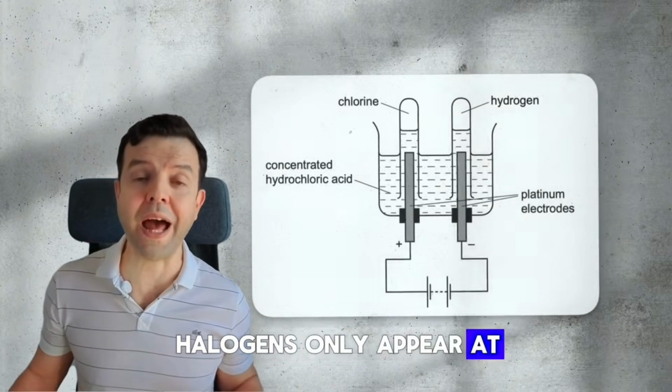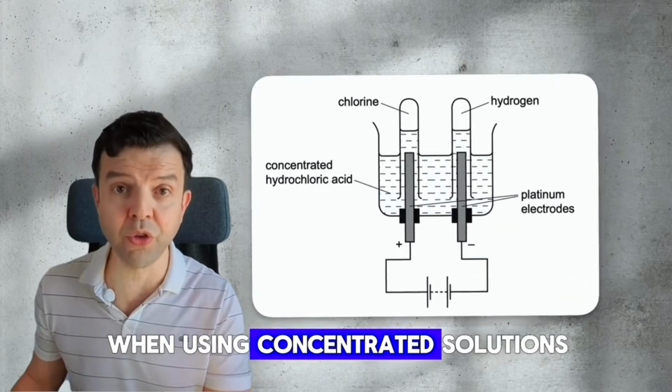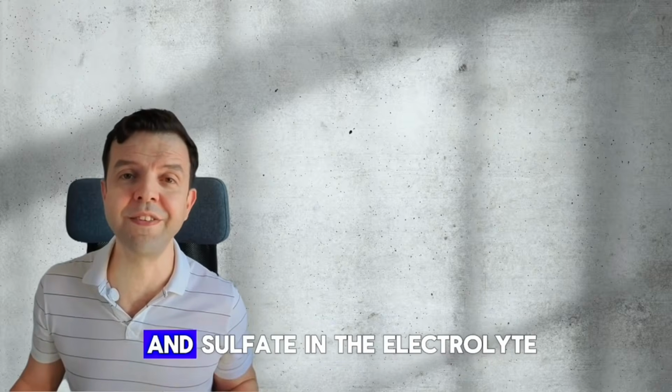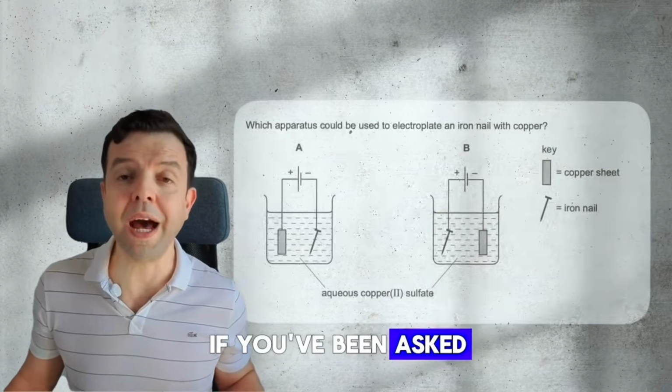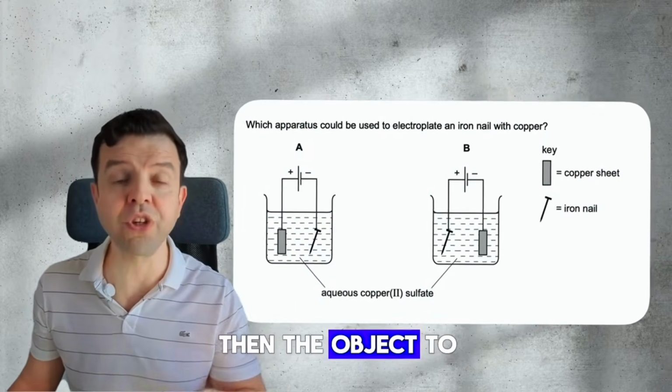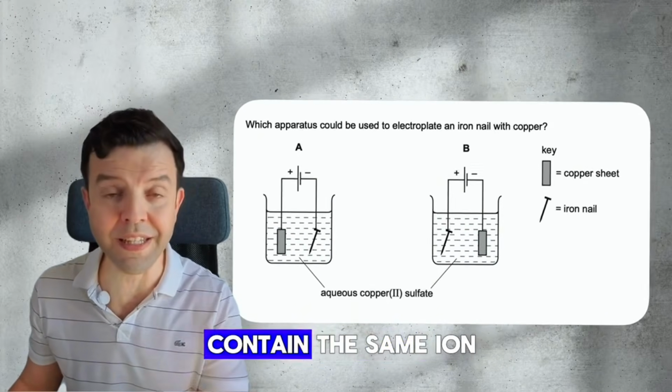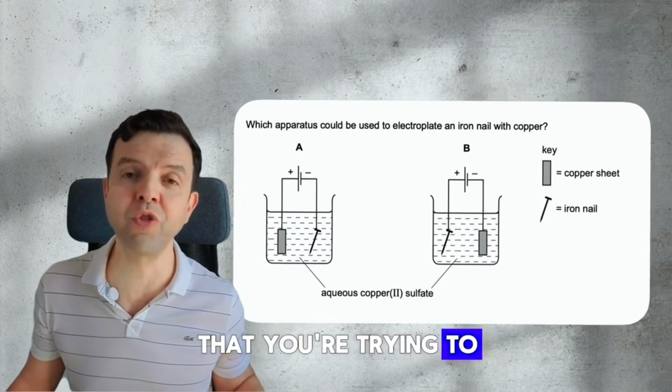Halogens only appear at the anode when using concentrated solutions. Oxygen appears at the anode if a dilute solution was electrolyzed or when having nitrates and sulfate in the electrolyte. If you've been asked about electroplating, then the object to be plated should be placed at the cathode, and the electrolyte should contain the same ion that you're trying to plate with.